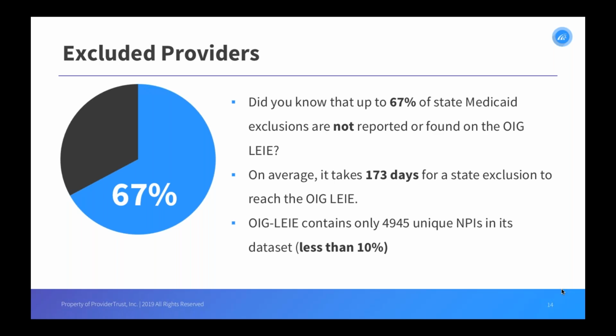However, did you know that fewer than 5,000 of the 70,000 OIG excluded records contain an NPI? So the OIG itself does not have an NPI for 90% of the people that they've excluded. That presents a real problem that we want to address today: how to search, and make sure you're not doing business with an excluded referring physician.